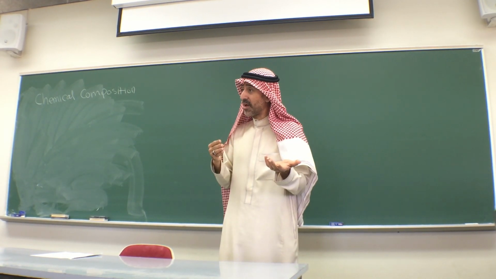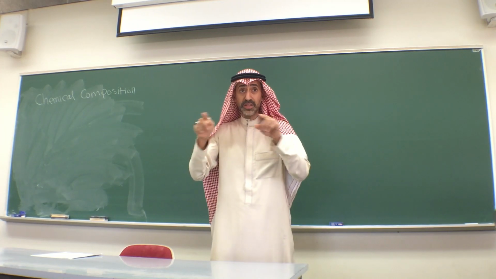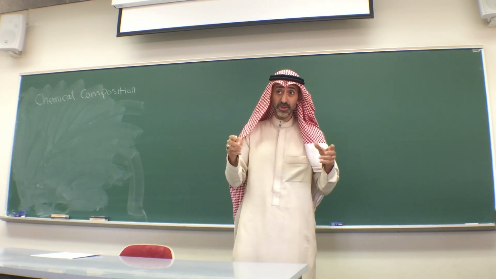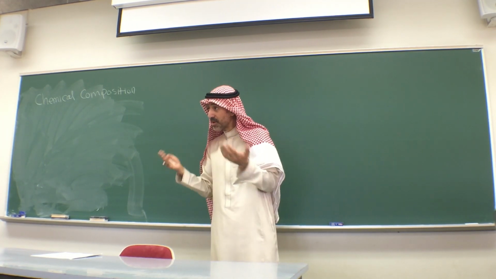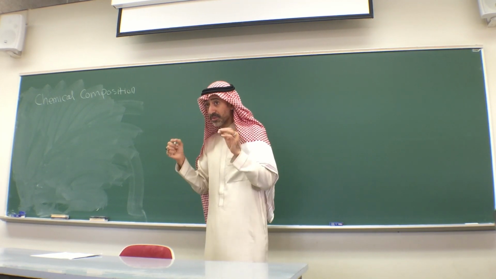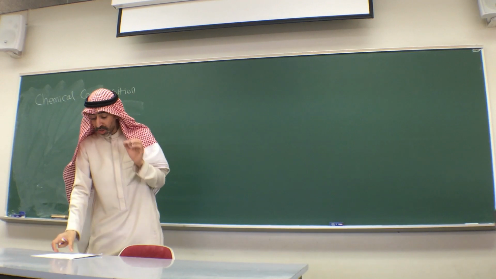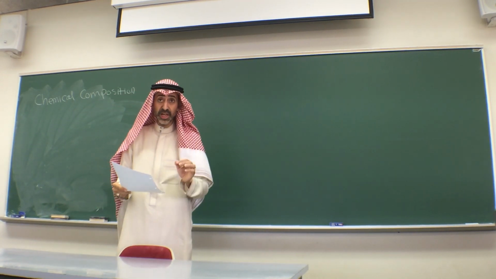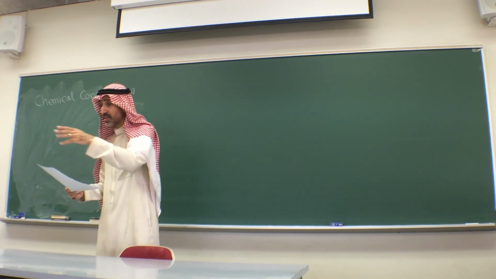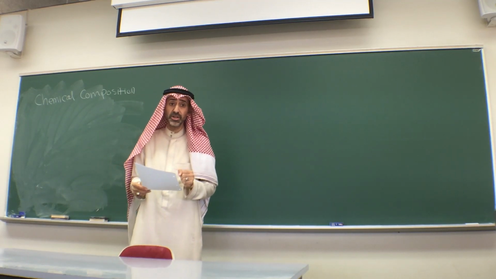Also, sometimes we have single bond, right? And sometimes we have double. So this makes a big difference. So we have to be sure that we know that because of the chemical composition, we have different physical property. As I said, I'm not writing this because it's already written.